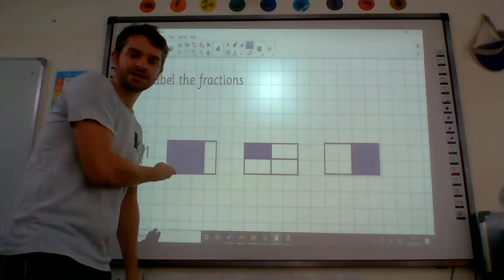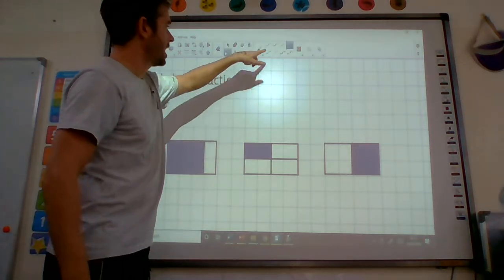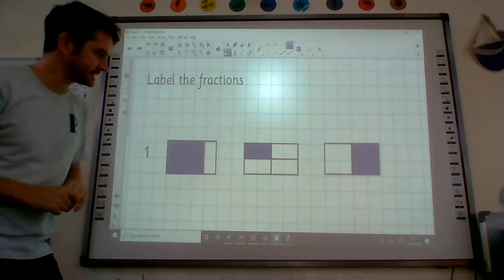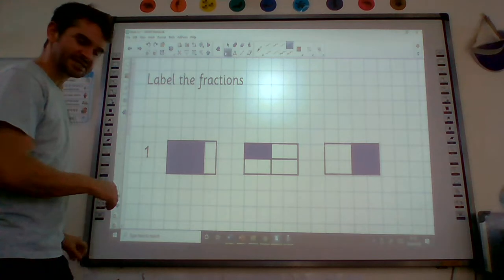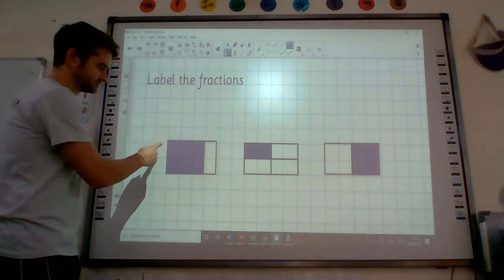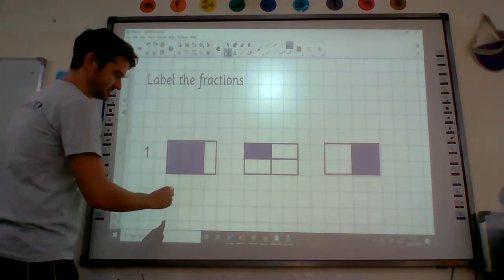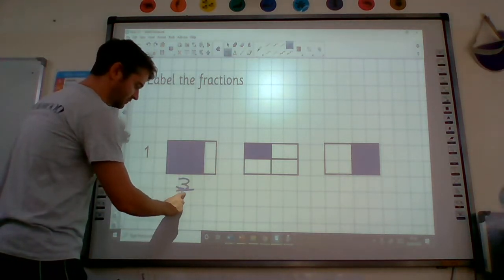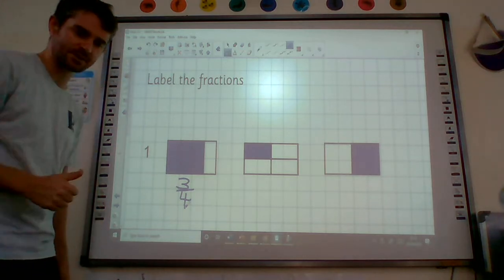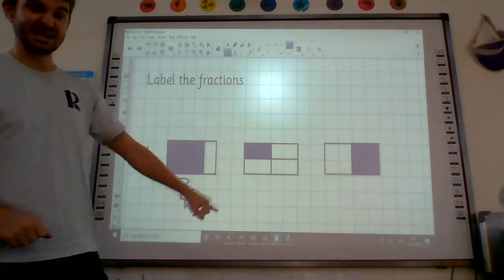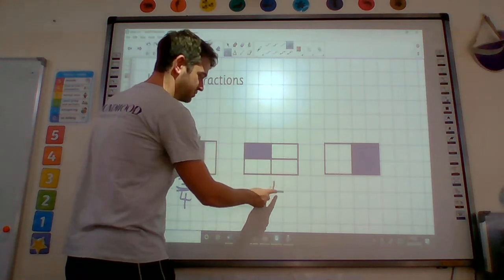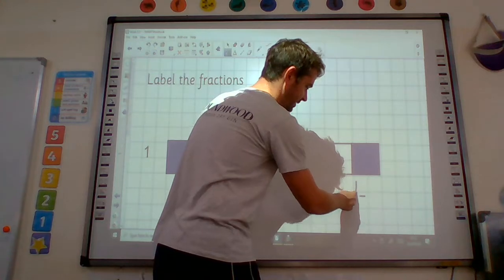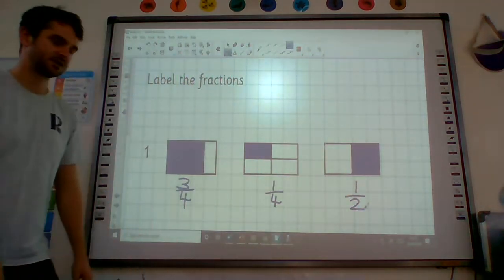Let's do this one together. I could jump straight to the one that I know, half, nice and easy. But I'm going to work left to right, so it's nice and clear in my maths book. This one here. 1, 2, 3, 4 parts altogether. 3 parts coloured in. 3 out of 4. There's our 3 quarters straight away. Excellent. This one we looked at yesterday a lot. I know that's 1 quarter. And we already talked about this one being 1 out of 2, or a half.